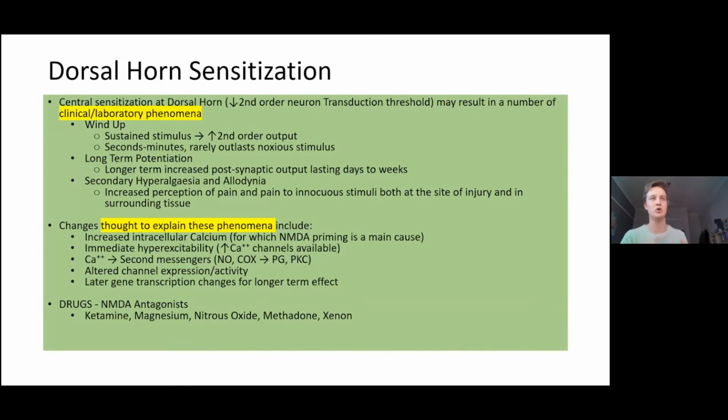These phenomena include wind-up, where a sustained input of stimuli leads to an increase in output from the second order neuron. You get long-term potentiation, which is a similar kind of description, but occurring over a longer period of time, and it lasts for a much longer period, going into days and weeks. And then you've got those clinical syndromes of secondary hyperalgesia and allodynia, which we've talked about.